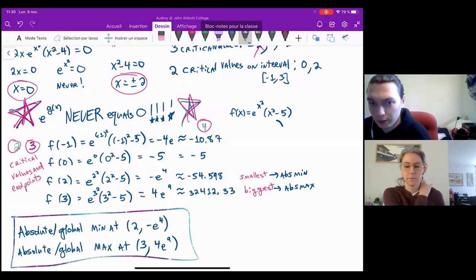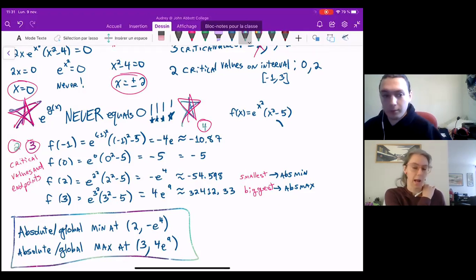How do you know that they equal that, or they're approximately that? I plugged them into my calculator. Oh, okay. Yeah, I definitely could not look at 4e to the 9th and do that in my head.